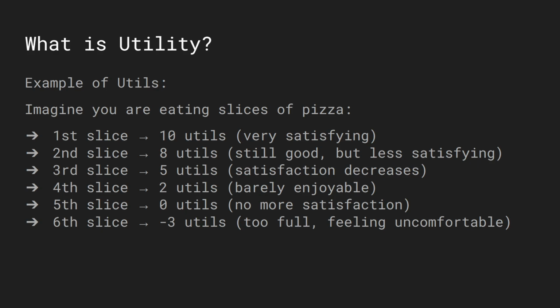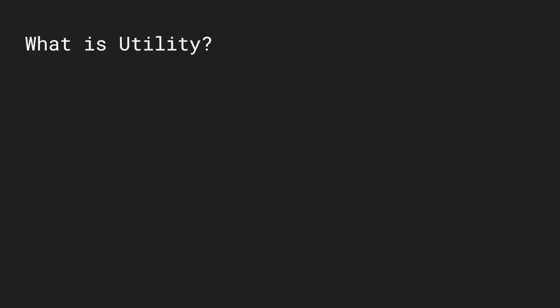So there, the satisfaction level is, we can say, 0 when you're full. And at the sixth slice of the pizza, you're just overeating and you can't handle any more slices of pizza. And this is not satisfying. So it can be minus utils or negative utils. So next time you enjoy your favorite food or buy something new, think about it. You're making a choice based on utility.